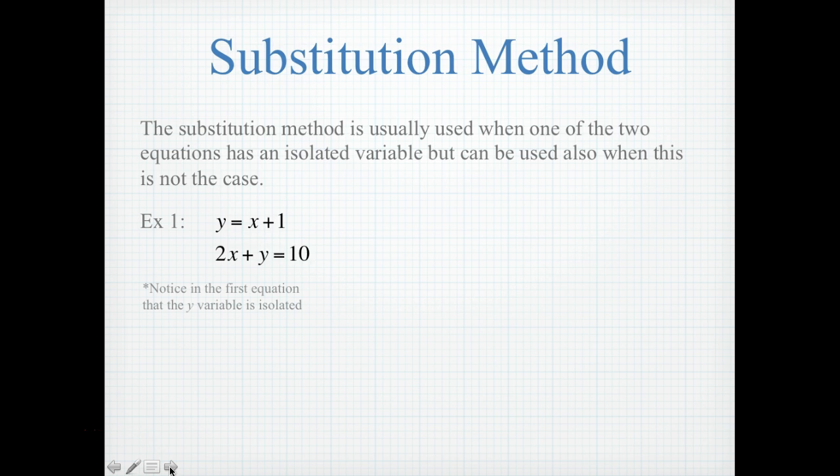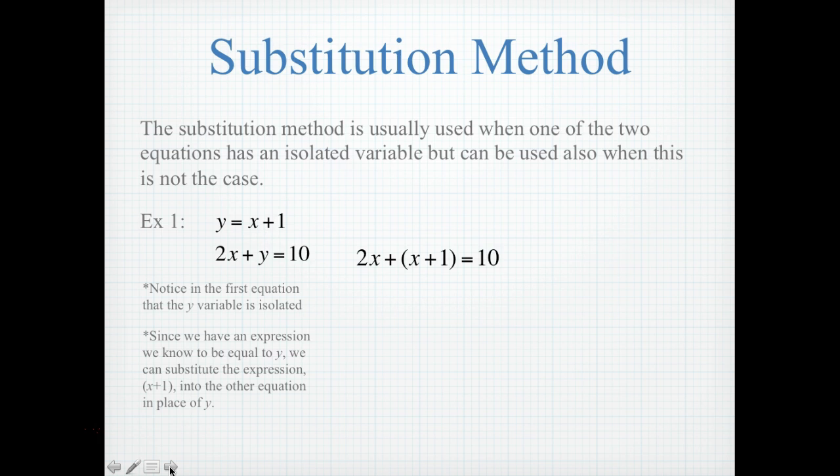Since we've already identified the value of y in terms of an expression equal to x plus 1, I can then substitute the quantity of x plus 1 in place of y in the second equation. Doing so gives us 2x plus the quantity of x plus 1 equals 10. Now that we've produced a single equation using a single variable, I can use my algebra skills to isolate the variable and identify the value for x.